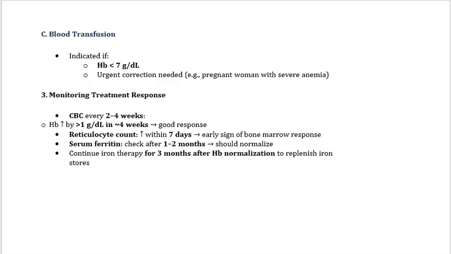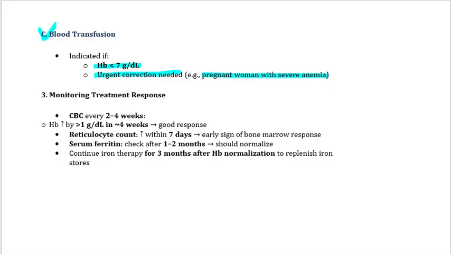And we can do blood transfusion if the hemoglobin is less than 7 gram per deciliter, but normally if the patient is stable, even if the hemoglobin is less than 7 gram per deciliter, we usually go with oral iron supplementation. And if urgent correction is needed, for example a pregnant woman with severe anemia, then we have to give a transfusion. For example, if she is undergoing childbirth, then we obviously have to give blood transfusion.